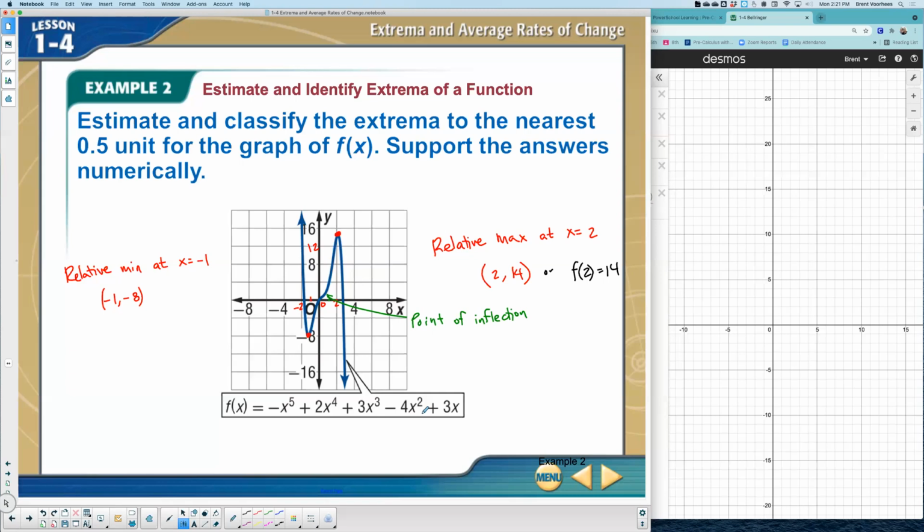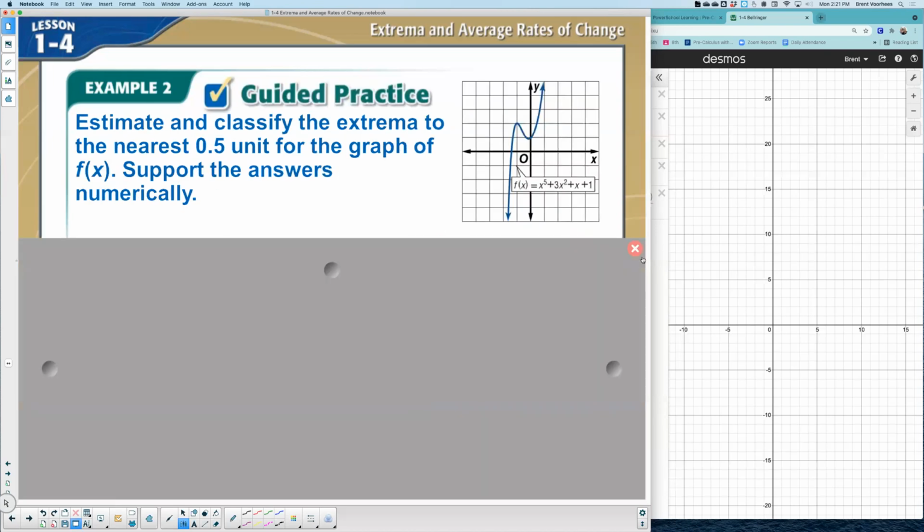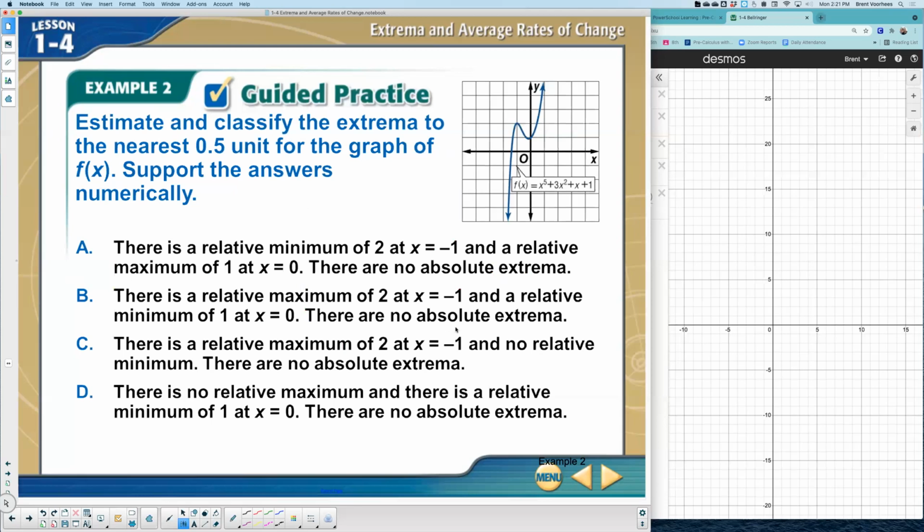Okay, so that brings us to DOL number 2. I want you to take a look at that graph and see what you can come up with on your multiple choice.